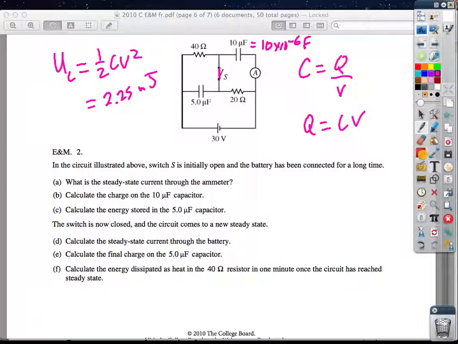So then, the next part, calculate the final charge on the 5. Now this one right here is slightly interesting. And it's slightly interesting in that, how do I know the voltage across that capacitor? What do I use?